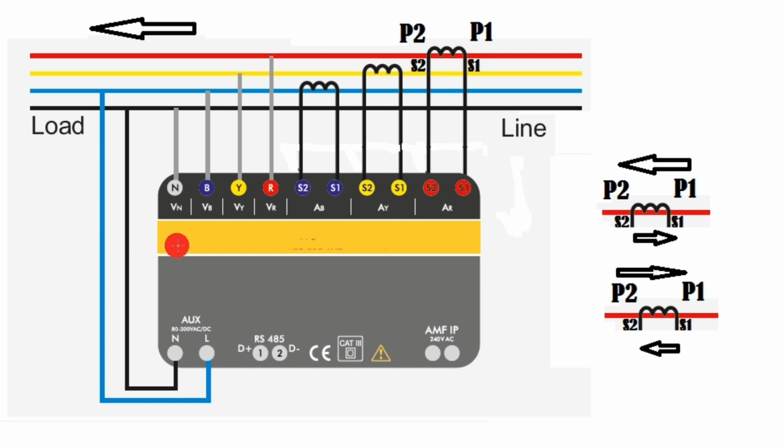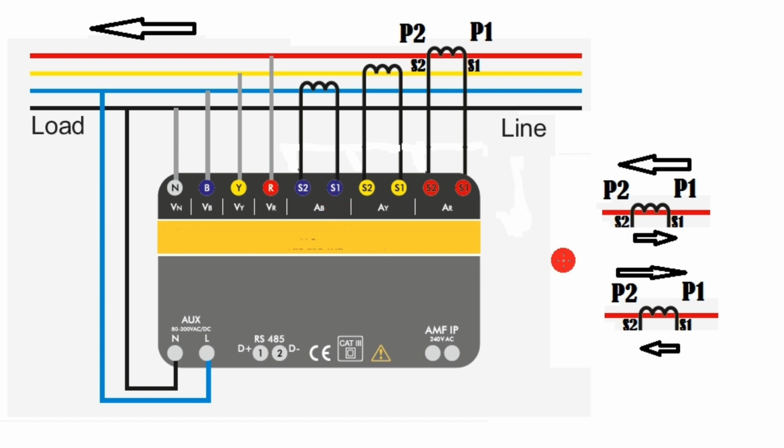Here VR, VY, VB, VN are the terminals for the PT input, that is the voltage input for the red, yellow, blue phase and neutral. And S1, S2 for the red phase CT input, S1, S2 for the yellow phase CT input and S1, S2 for the blue phase CT input have been shown. S1 shows the positive terminal or dot polarity of the CT coil of the red phase. S1 shows the dot terminal or positive terminal for the yellow phase. Similarly, S1 is the positive terminal for the blue phase CT coil.